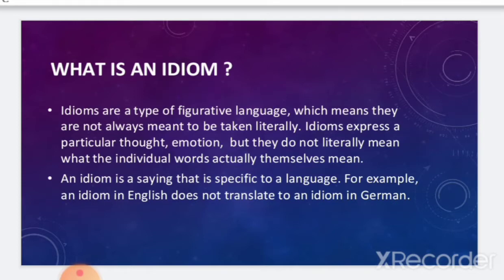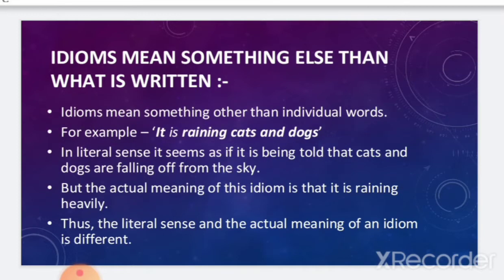Now, what is an idiom? Idioms are a type of figurative language, which means they are not always meant to be taken literally. Idioms express a particular thought, emotion, but they do not literally mean what the individual words themselves mean. An idiom is a saying that is specific to a language. For example, an idiom in English does not translate to an idiom in German. Idioms mean something else than what is written. Idioms mean something other than individual words.